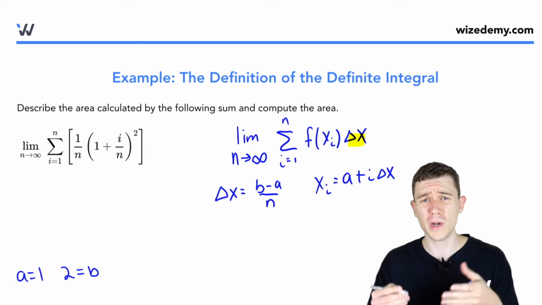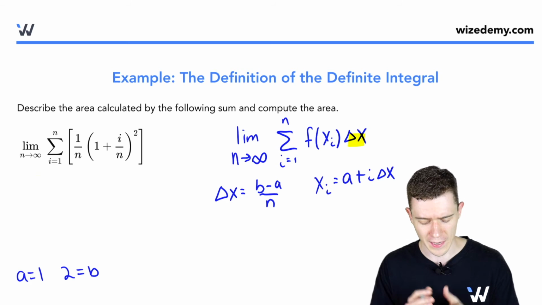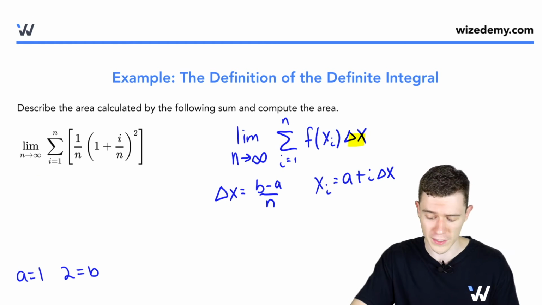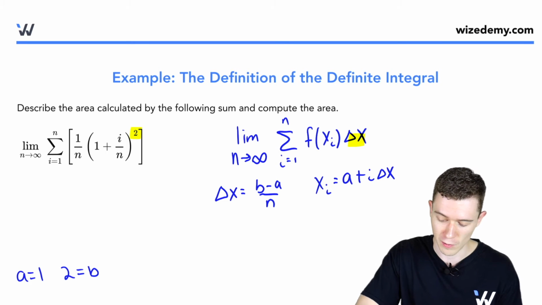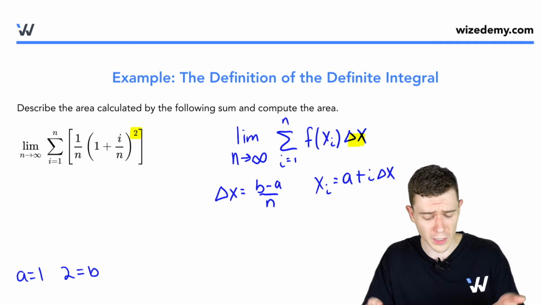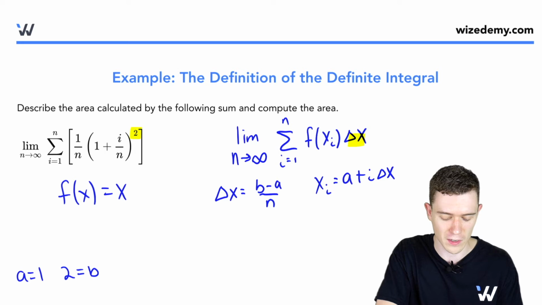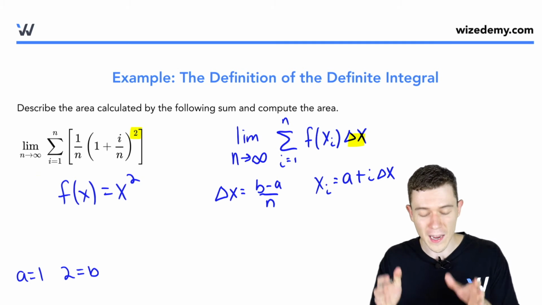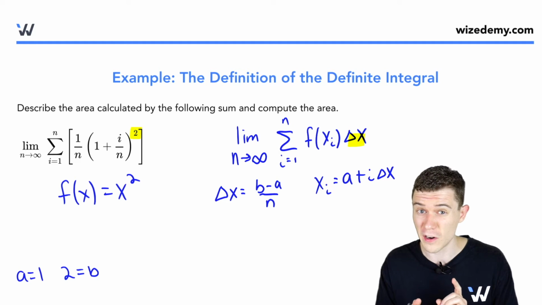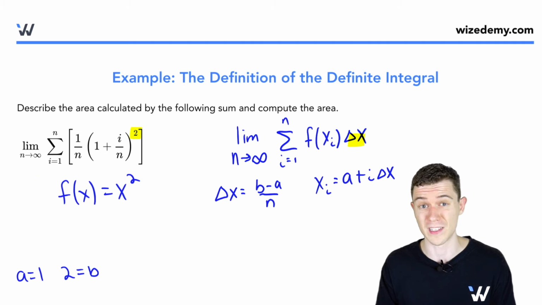Well, if we have that, what's the function? The outside was 1 over n, that was delta x. The inside, 1 plus i over n, that was x sub i. The only thing we haven't addressed yet is that squared. Well, the x sub i goes into the function. What does it go into? It goes into the squared function. This makes f of x, x squared. Meaning that this definite integral represents the exact area under the curve from x equals 1 to x equals 2 of the function x squared.